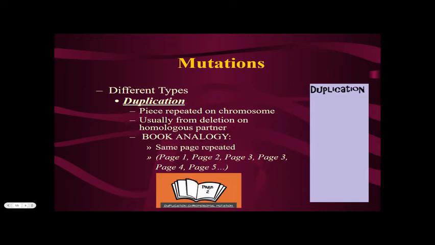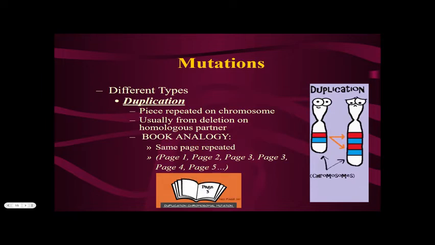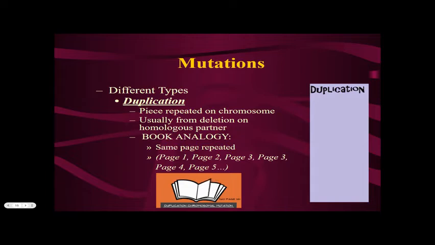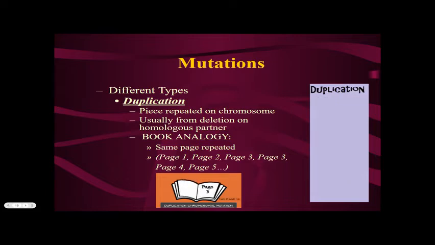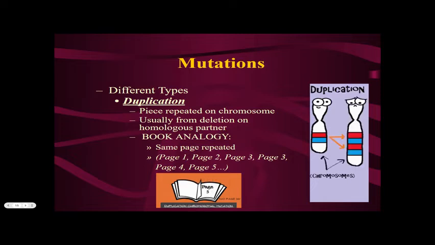Another kind of chromosomal mutation is a duplication. A duplication is when a piece is repeated on a chromosome. So we have the same information showing up twice. Oftentimes, this is from a deletion on one homologous chromosome that then gets added on to another. So if we're using our book analogy, this would be like having the same page repeated more than once. So it'd be like having page 1, page 2, page 3, and then page 3 again, page 4, page 5.